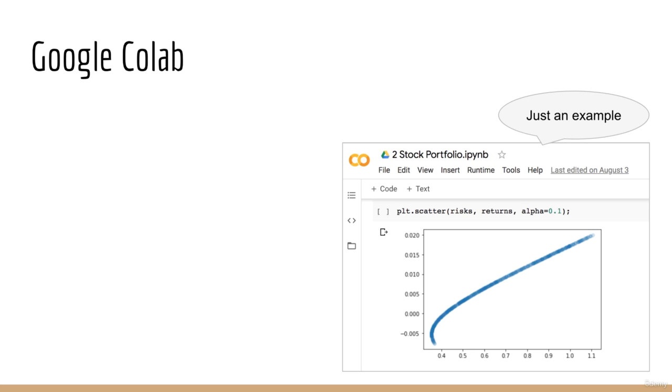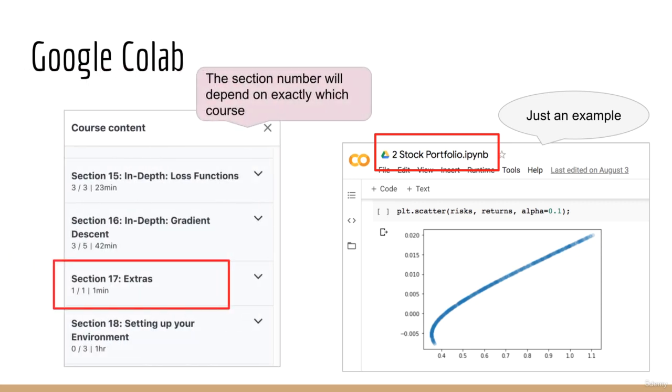You can identify which notebook we are looking at by its title. There is a resource that you can find in the extra section of this course, which will provide you with a link for all the notebooks in this course. Again, if you see a Colab notebook, then you can find a link to that corresponding notebook by going to the extra section of this course.